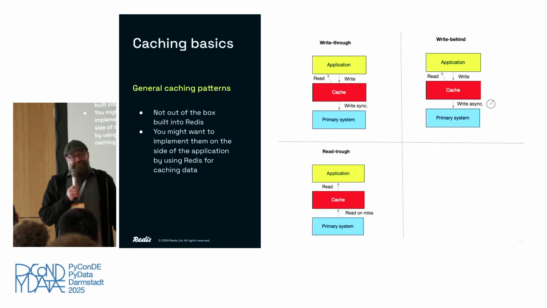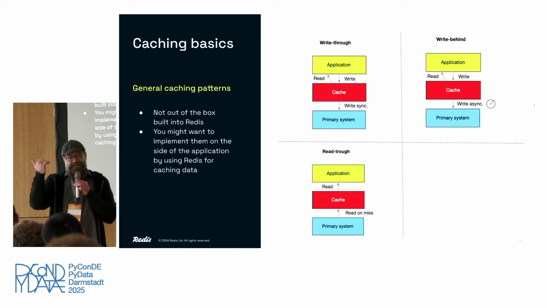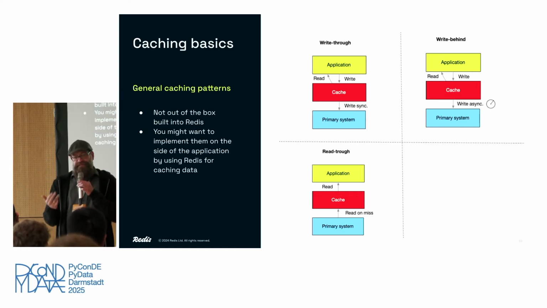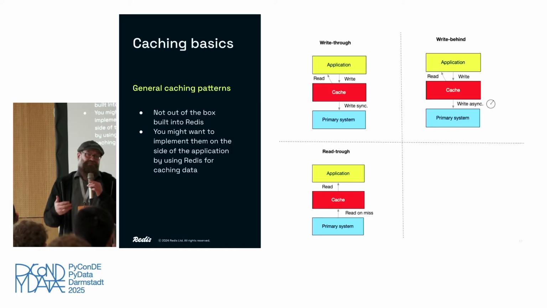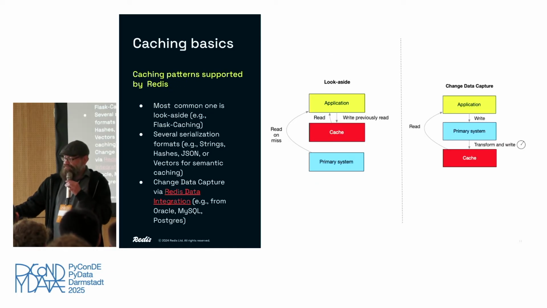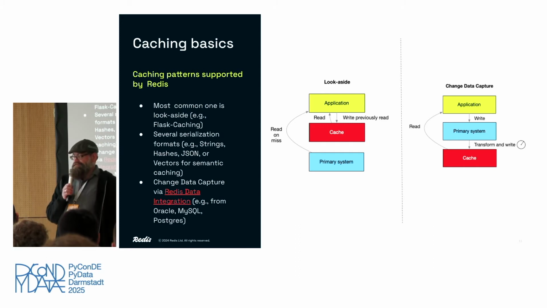Then write behind is very similar to write through, just that the write operation happens asynchronously behind the scenes. And then there's read through, so you always read through the cache, let's say, right? By ensuring that all the data that you access is in the cache. So that's just for your information, right? Actually, if you want to implement those patterns with Redis, you need to do this by yourself. Most of the times, Redis is used with those two patterns here, right?